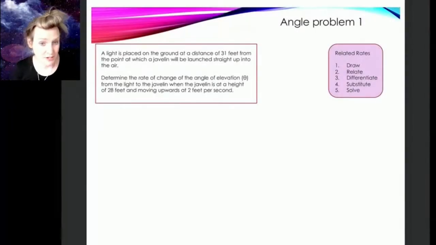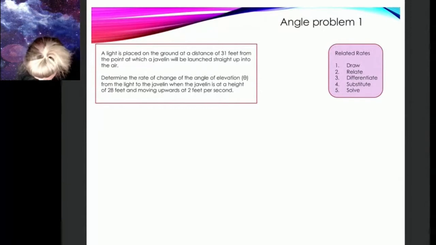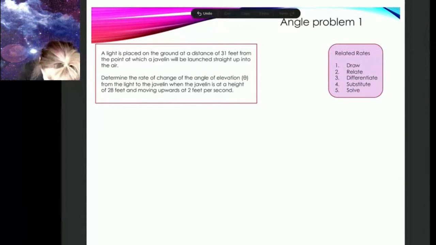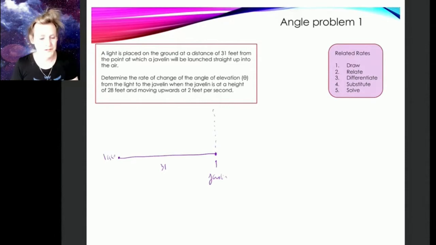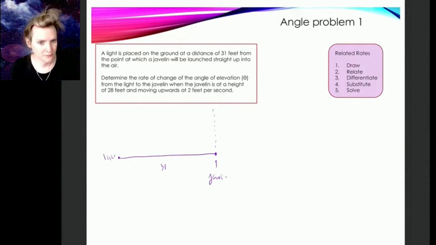A light is placed on the ground at a distance of 31 feet from the point at which a javelin will be launched straight up into the air. All right, fine. So 31 feet. There's a light right here, and the javelin is going to be launched straight up in the air. And so it's going to travel along this vertical line.